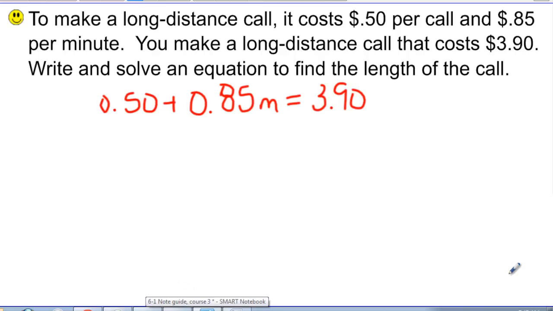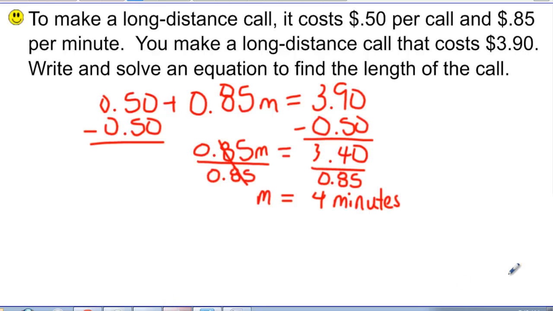So here's the equation that I got. 0.50 plus 0.85m equals 3.90. So go ahead and pause the video again and try and solve that equation. So you can see I first subtracted and then divided, and I ended up with that it would be the cost of a 4-minute call.